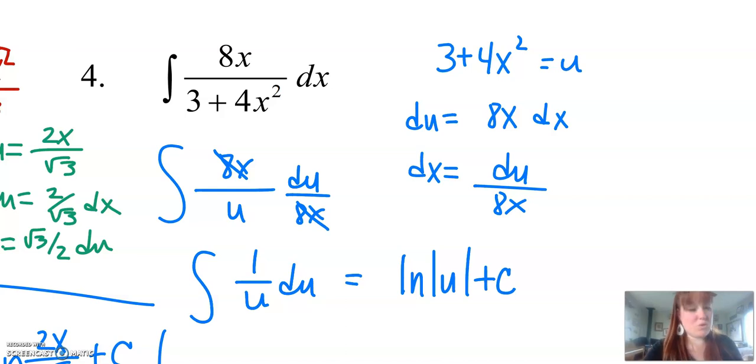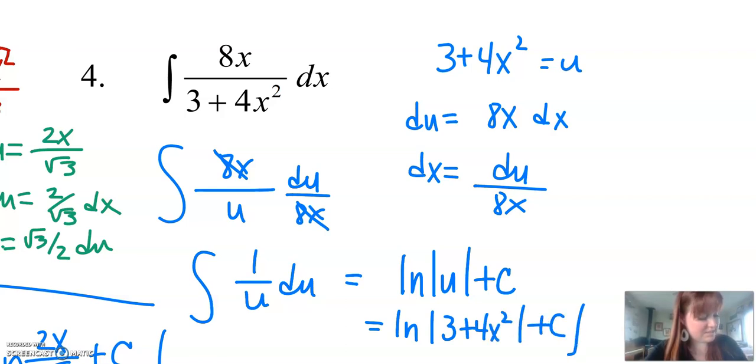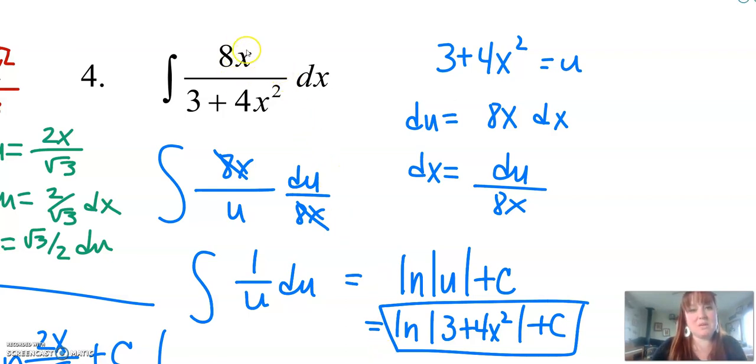And what is my u? My u is 3 plus 4x squared, plus c. So that is my final answer. We did not even need trig substitution. In fact, we couldn't do it because we had an x on top.